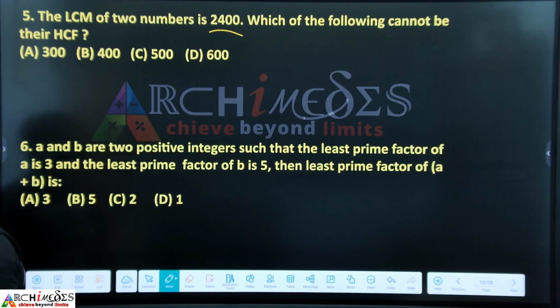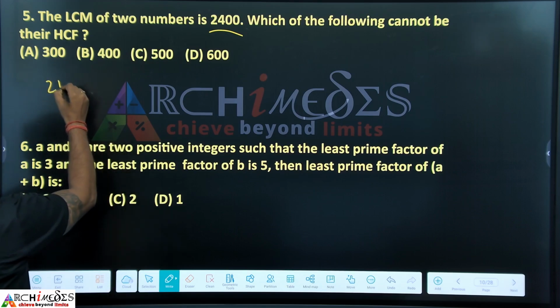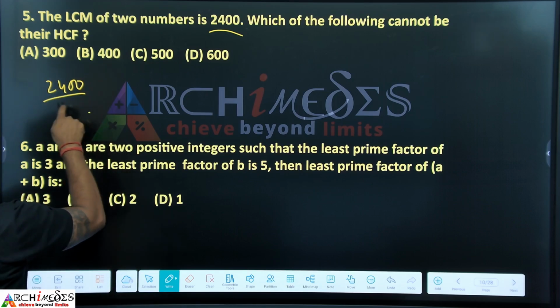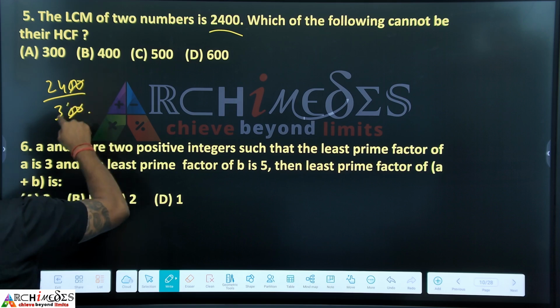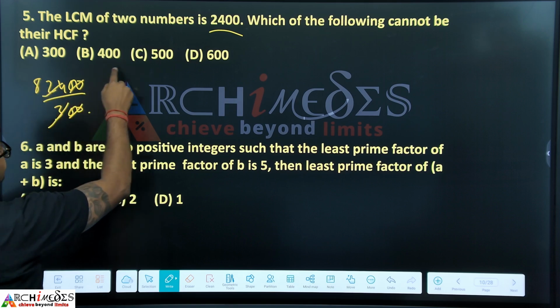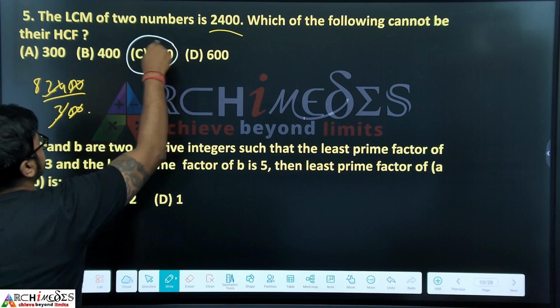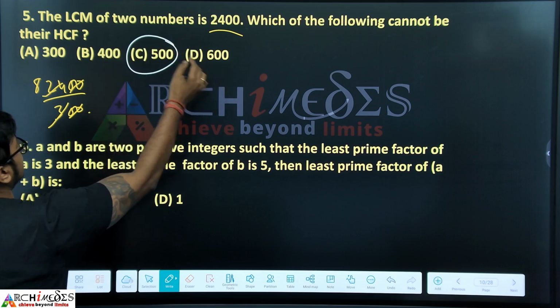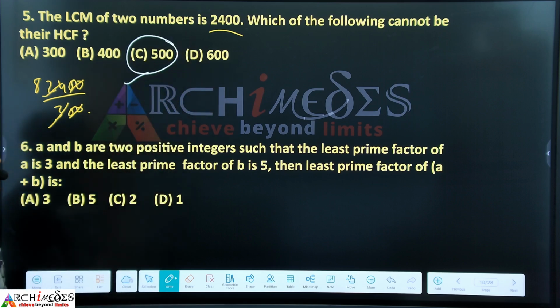And we know that the HCF must divide the LCM. So let's check whether 2400 is divisible by 300. Yes, it is divisible 8 times. Yeah, 500 is the LCM. Similarly, 400 also divides 600. So this is the answer. Clear? Any doubt?